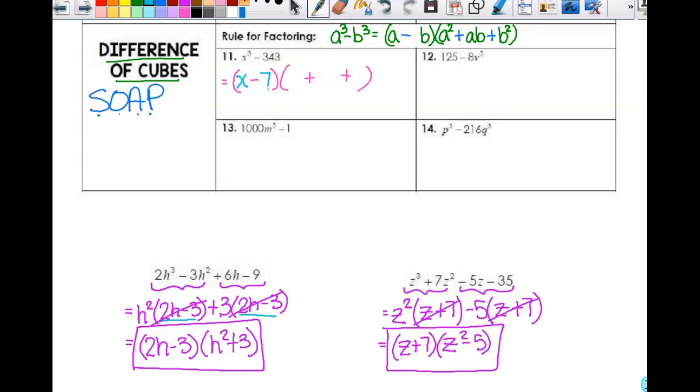And I don't think I put it on your calendar, but you have a quiz over solving absolute value equations tomorrow.